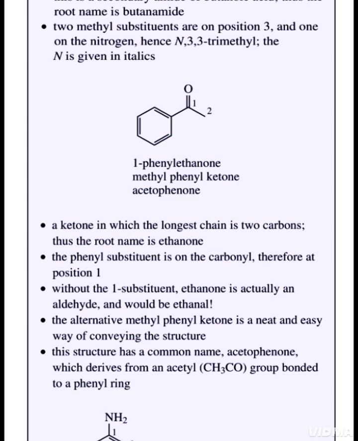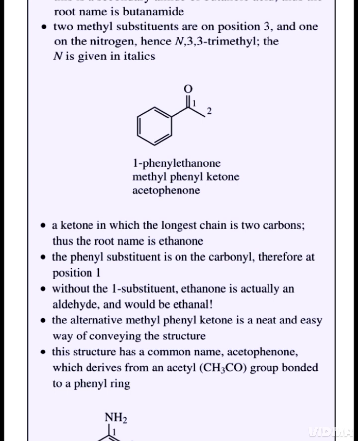Or another name is acetophenone, which means there is a C double bond with O at the first carbon. It is the ketone functional group, in which the longest chain is 2 carbons. So the longest chain has 2 carbons, which we see in the zigzag, one side and 2 sides of carbon. Thus the root is ethanone. So if there are 2 carbons and the functional group is ketone, they call it ethanone. The phenyl substituent is on the carbonyl, therefore at position 1.